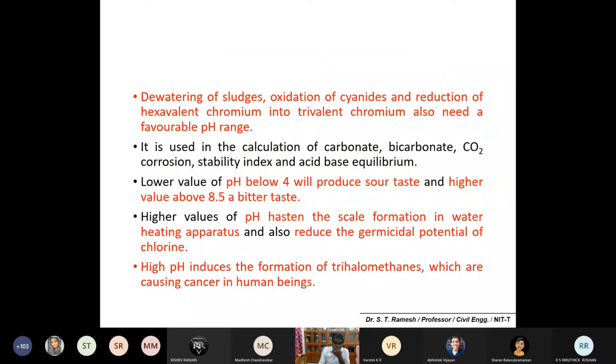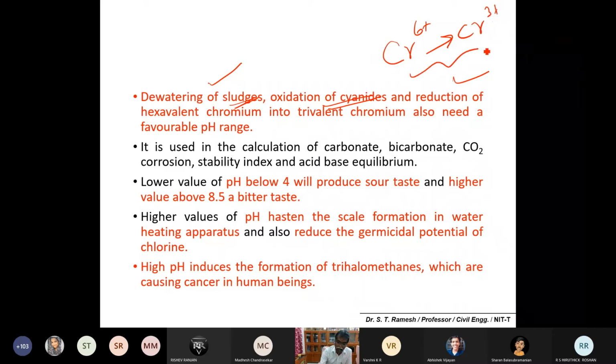And for dewatering of sludges, you will be studying this in this semester, the conditioning of chemical sludges and further dewatering, you should have an optimum pH range. Oxidation of cyanides needs the optimum pH value, and reduction of hexavalent chromium into trivalent chromium also needs a favorable pH range. Please make a note that Cr6+ to Cr3+ will also go with a favorable pH condition.